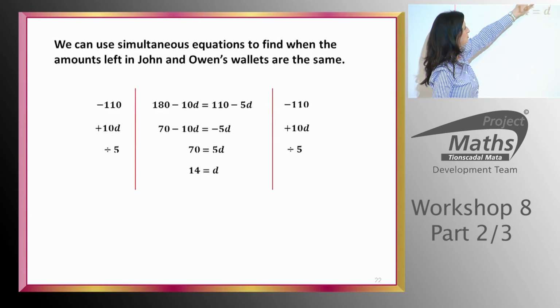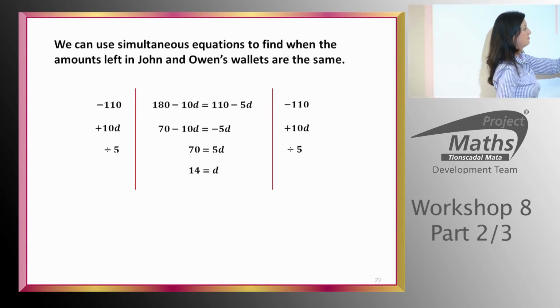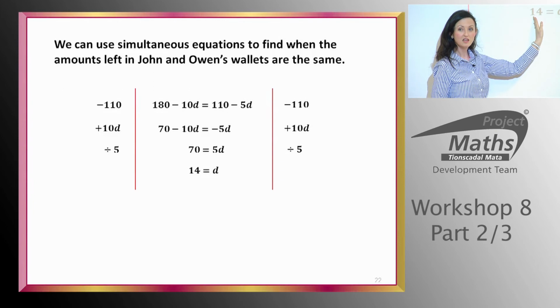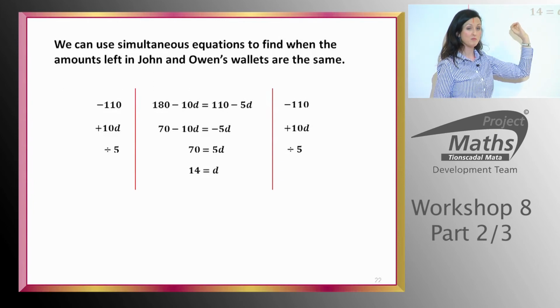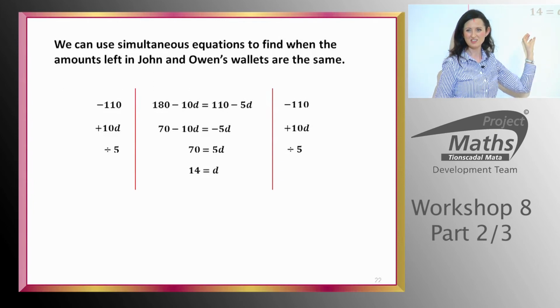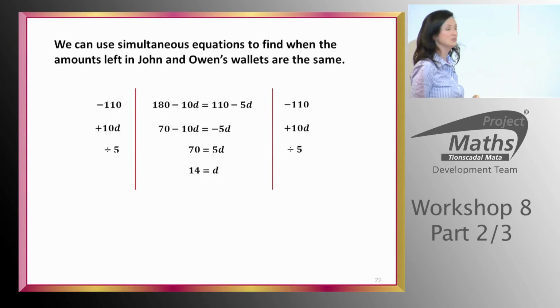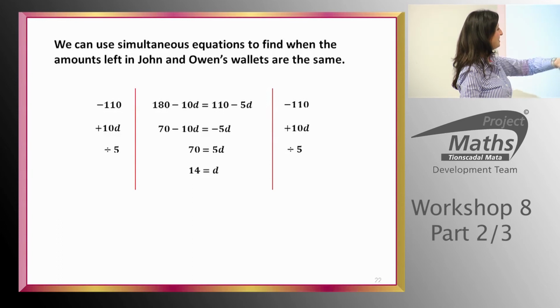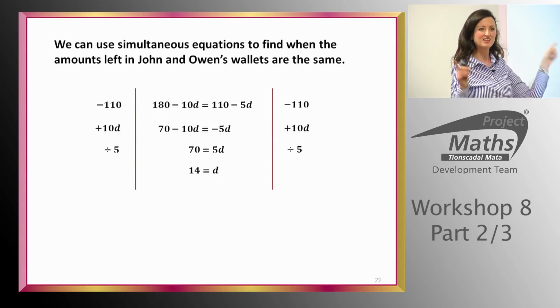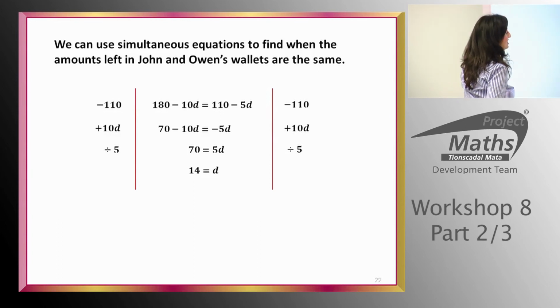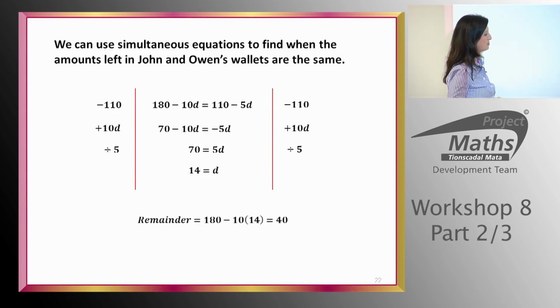What do I have to do to both sides now? I'm going to divide both sides by 5, and I have d equals 14. It's just another way of doing equations, but there's less chance of error because it's not quite as procedural. Okay, so exactly like you saw on your graph, then they intersect on day 14.